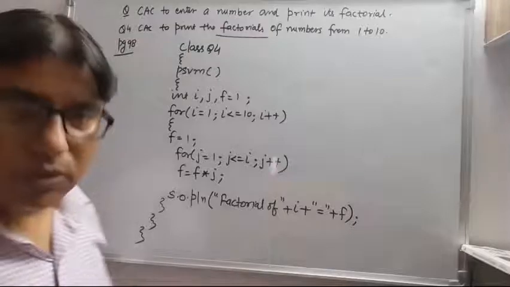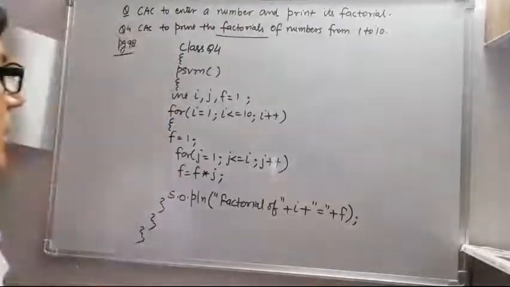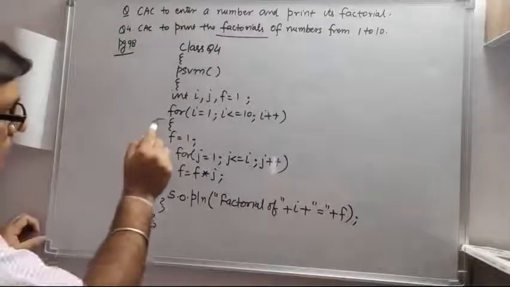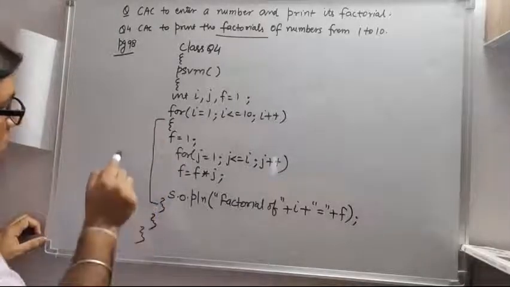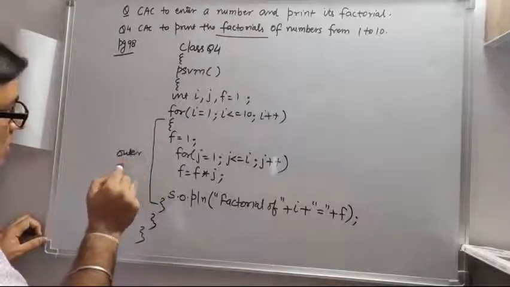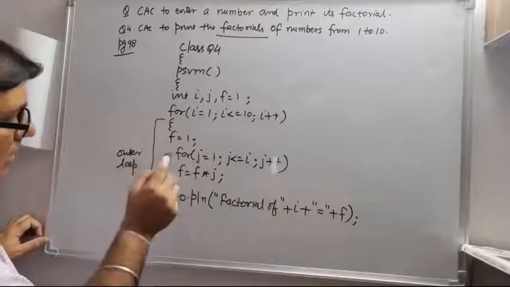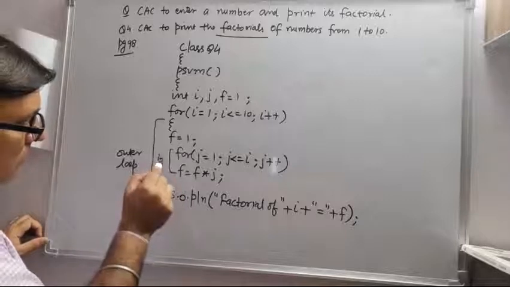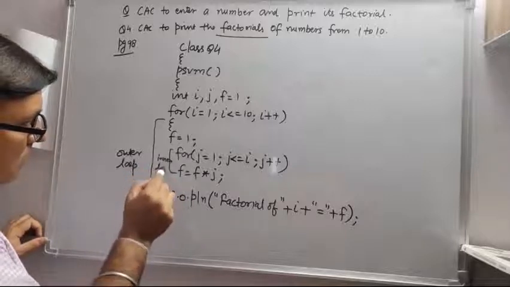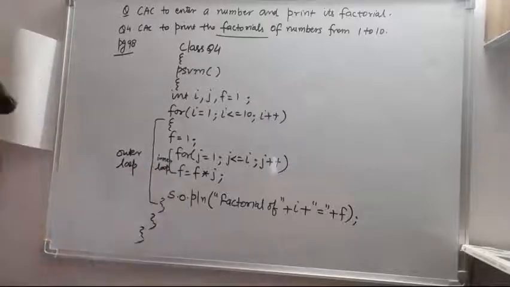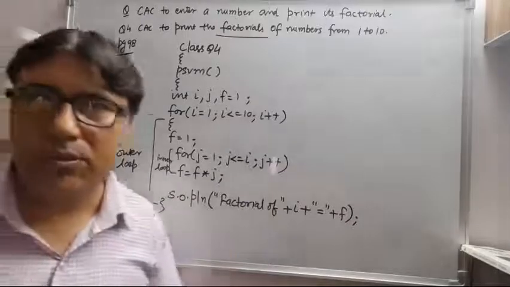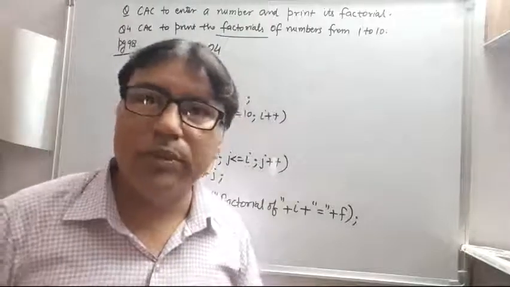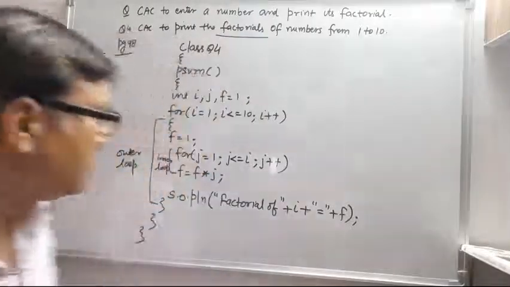Now how does this program run? You can see that there are two loops, one loop inside another. This is the outer loop, and this is the inner loop. What kind of loops are these? These are known as nested loops. Whenever there is one loop inside another, that kind of loop is known as a nested loop.